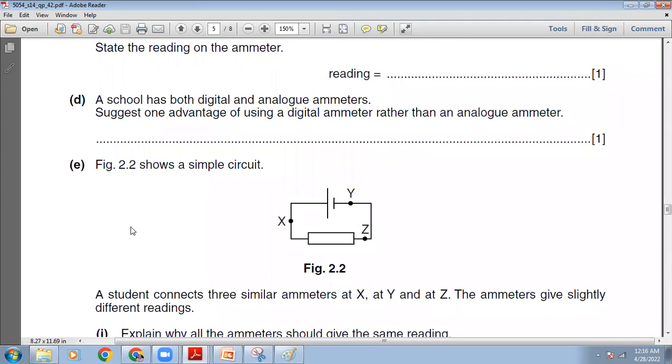Next question is: a school has both digital and analog ammeters. Suggest one advantage of using a digital ammeter rather than an analog ammeter. The digital ammeter has a very good advantage that the reading is given on an electronic display. So when the reading is given on a display, it is very easy to read. Another thing is that when the reading is given on the display, there is no chance of parallax error.